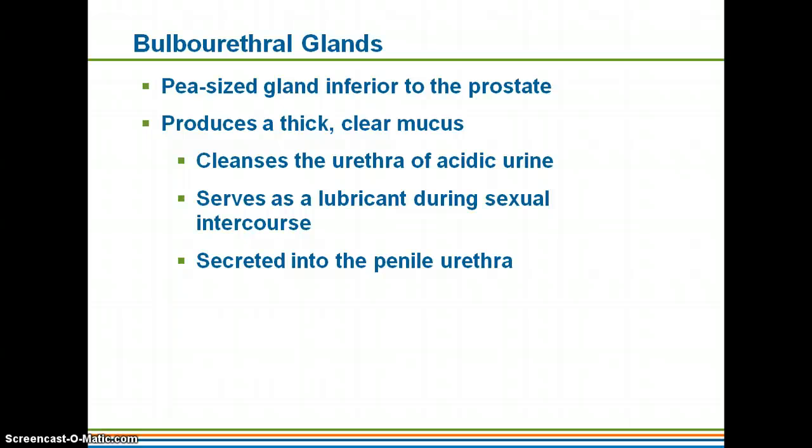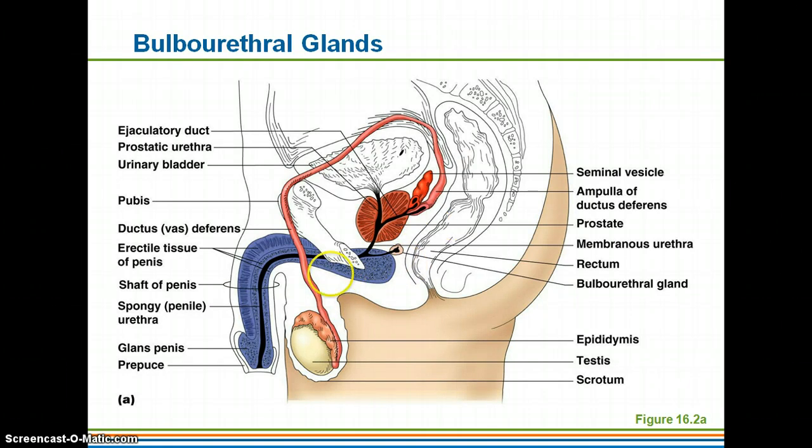It helps to cleanse the urethra of acidic urine, so that way the acidity of the urine does not kill the sperm. It also serves as a lubricant during sexual intercourse, and it is secreted directly into the penile urethra. And there you'll see the bulbourethral gland right there will be releasing its fluids directly into the penile urethra. All of the blue tissue is going to be erectile tissue in the penis. So you'll notice that the erectile tissue is not just in the external penis that you can see, but it does continue inside the body.